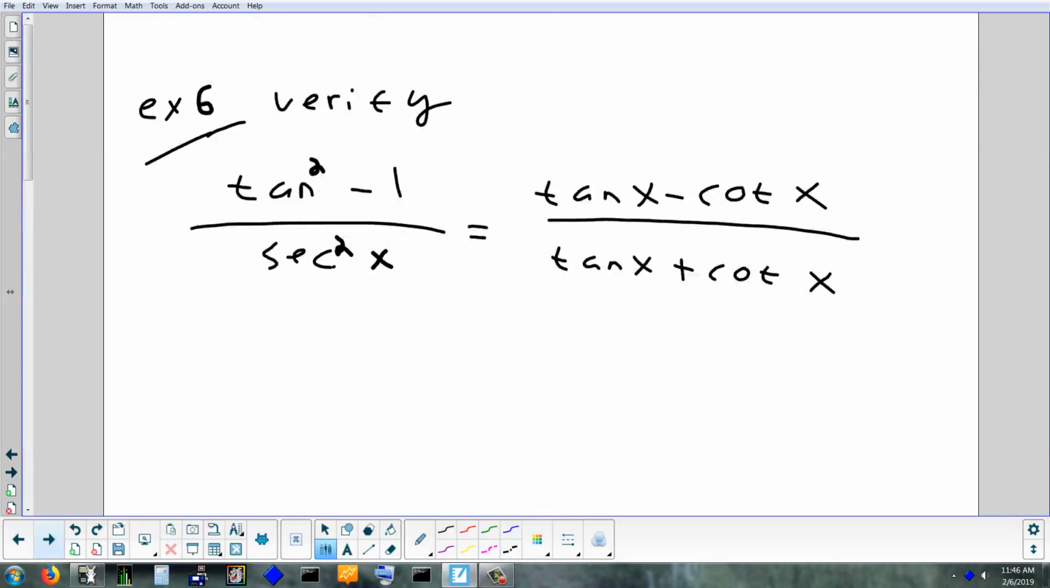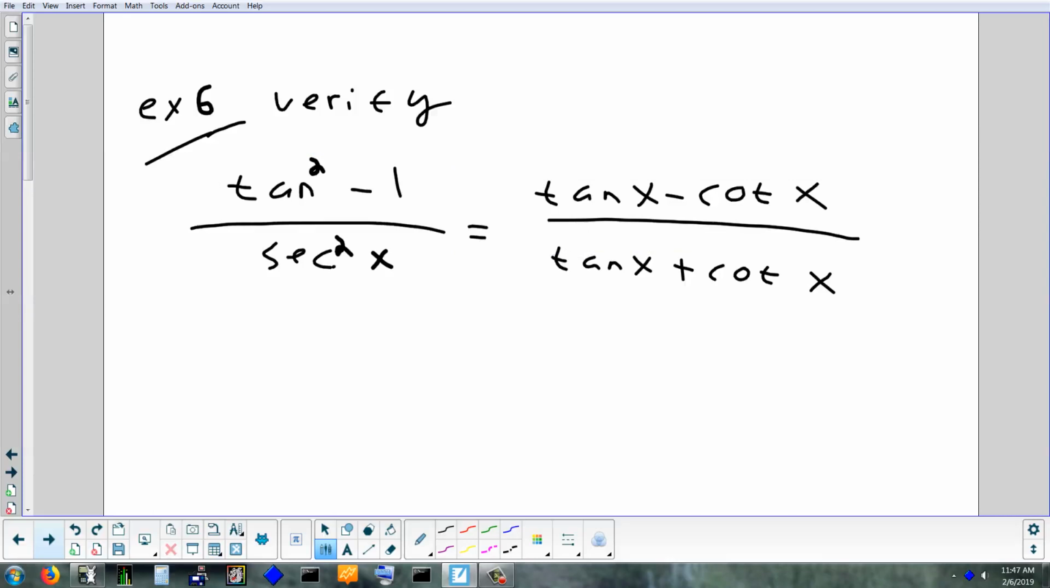Okay, what's a little tricky about this one? Well, first you got to figure out which side you want to start with. I would start with the right. To me, that looks more complicated because when I look at the right, I see 4 things. I see a tangent, cotangent, another tangent, and another cotangent. On the left, I only see 3. A tangent, a 1, and a secant. But on the left, they're squared, so maybe you could argue that's more complicated. I don't know. But I'm going to start with the right.